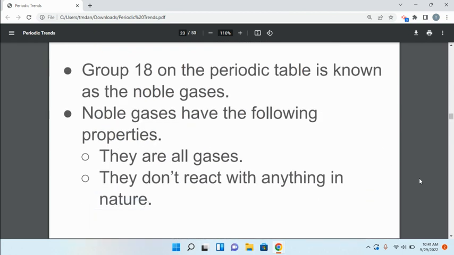Now we jump over to the nonmetal side, all the way to the other side of the table in group 18. Helium, neon, argon, krypton, xenon, and radon, those are the noble gases. Noble gases have two significant common properties. One, they're all gases, thus the name. And two, they don't react with anything in nature. They don't interact with the other elements, thus the name.